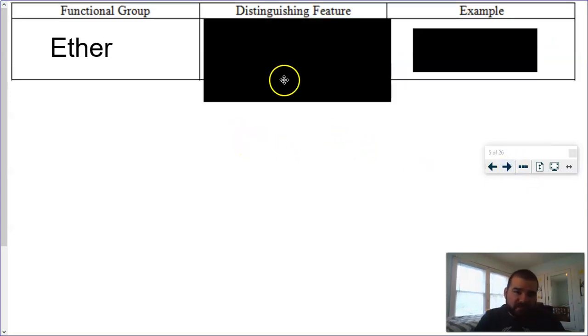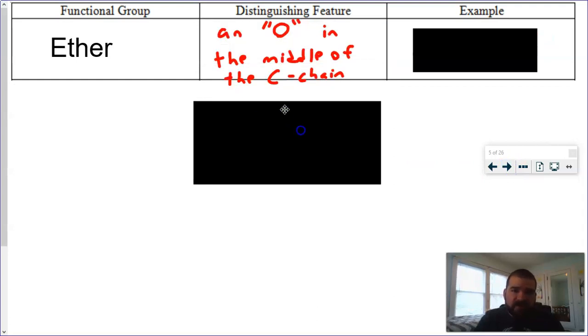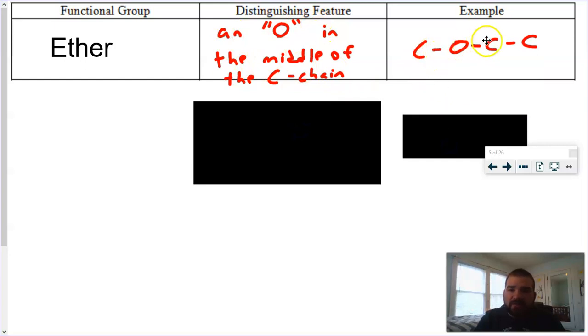An ether. An ether is when you have an oxygen in the middle of your carbon chain. So what we've normally had is carbon, carbon, carbon, carbon, carbon. Now we have an oxygen stuck right in the middle of it. That's called an ether. All singly bonded.